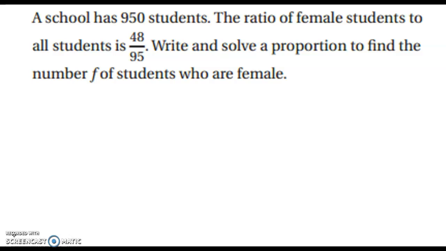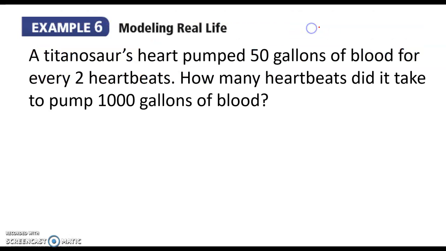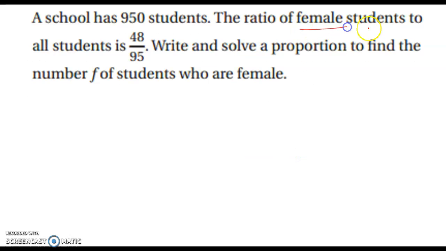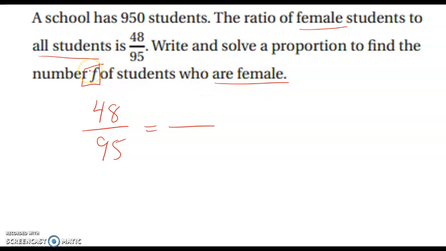So on this one right here, a school has 950 students. The ratio of female students to all students is 48 to 95. So 48 to 95. Write and solve a proportion to find the number F of students who are female. So we're looking for the female students.